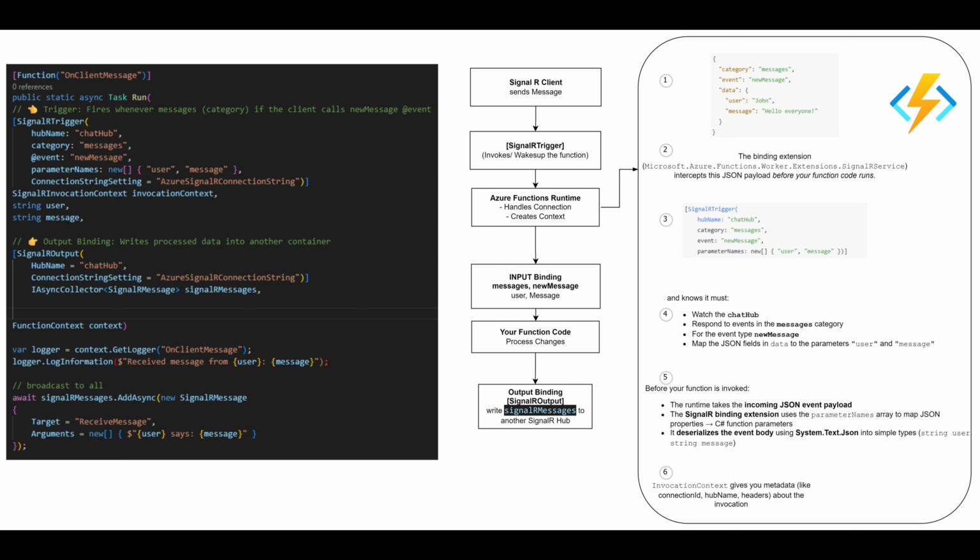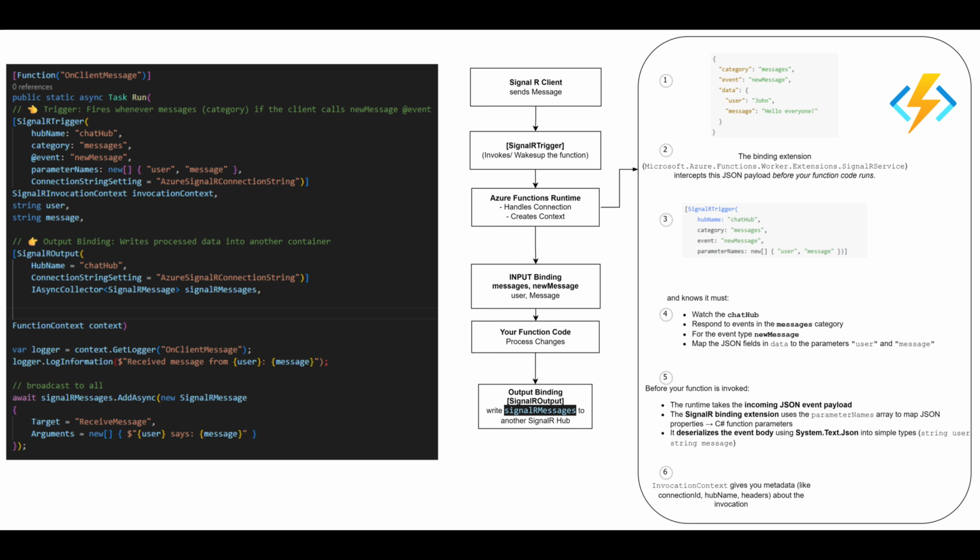So before your function is invoked, the runtime takes the incoming JSON event payload. The SignalR binding extension uses the parameter names array to map JSON properties into C# function parameters. So it deserializes the event body using System.Text.Json into simple types, which are string user and string message. And for the invocation, it also creates the invocation context. The invocation context gives us metadata like connection ID, hub name, headers, and other information about the invocation. So that's the plumbing, a whole lot of plumbing that the Azure Functions runtime does for each trigger type.